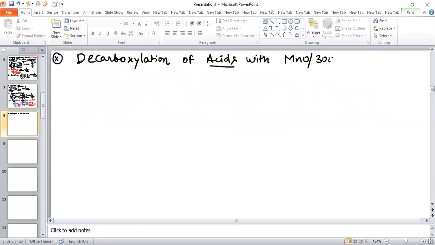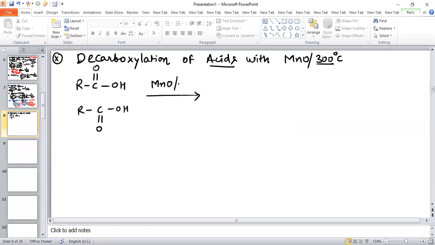At a temperature of 300 degrees Celsius, the compound given is RC double bond O and OH, and another compound is RC double bond O and OH. Now see what happens in the reaction of these compounds with MnO at 300 degrees Celsius. So what happens in this case?